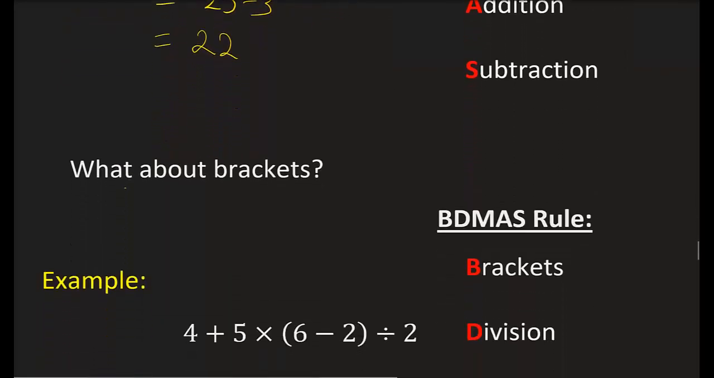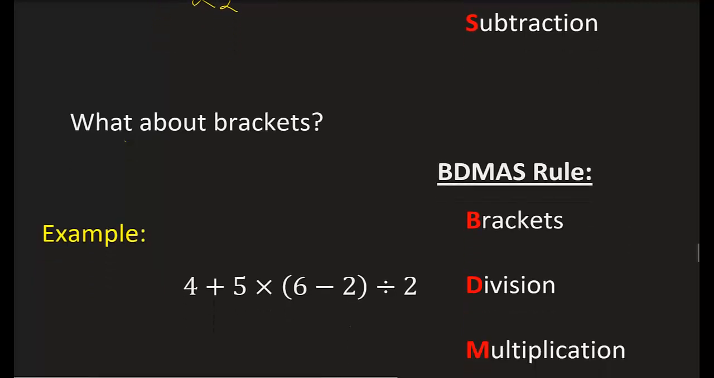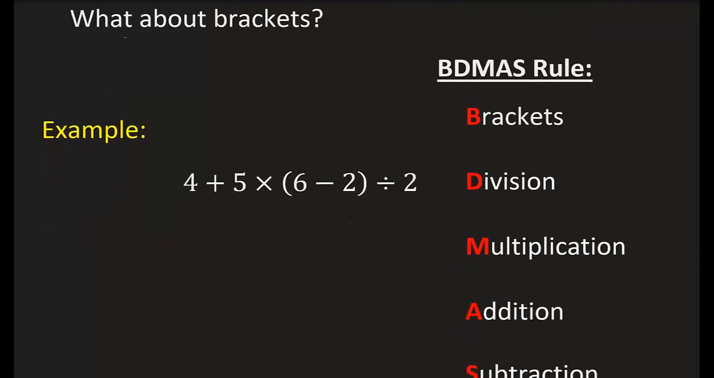Now, what about brackets? Well, brackets are also treated as a symbol. So we should also add that to the BODMAS rule. So that now will become the BODMAS rule. That means brackets will be first of all. Now let's follow these rules with an example. 4 plus 5 times, inside of brackets, 6 minus 2 divided by 2.